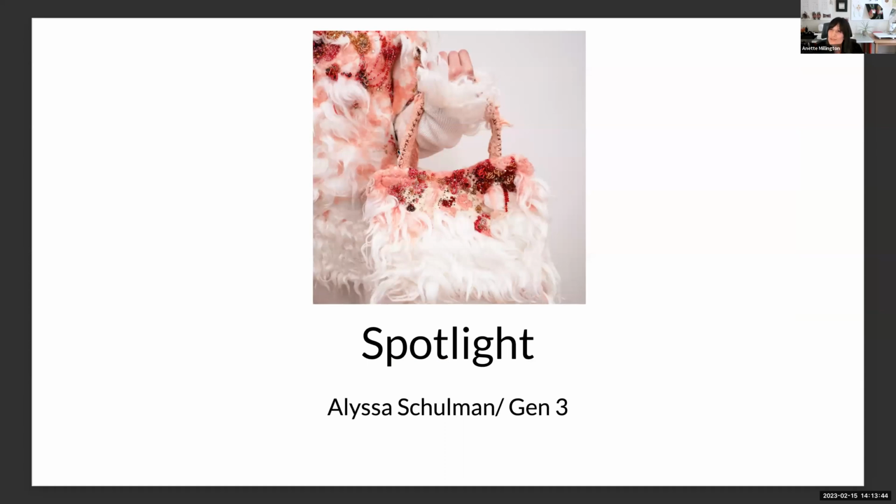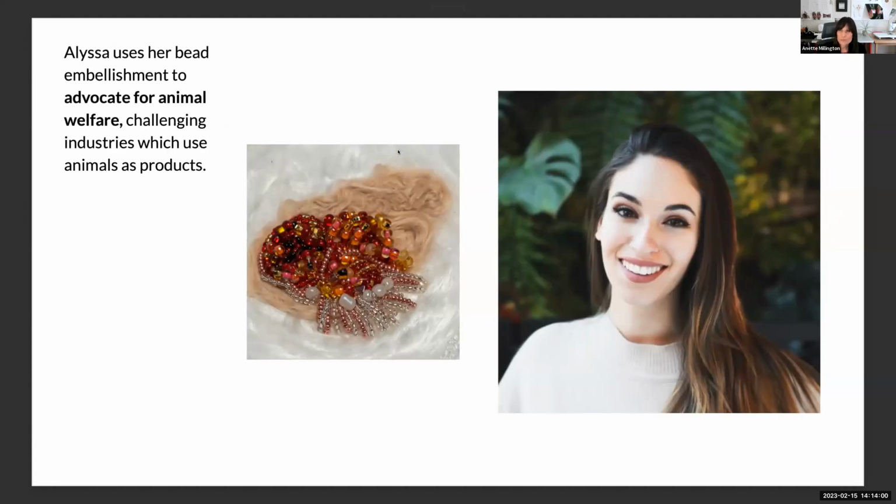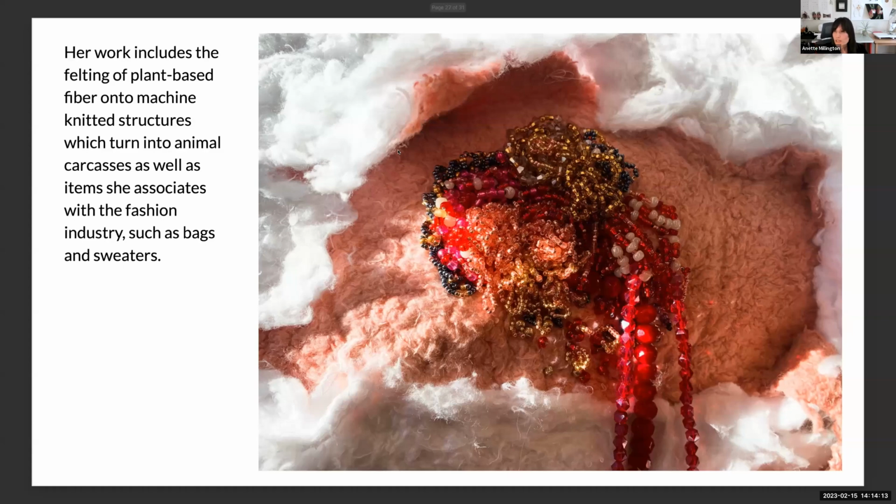We'll move now to Alyssa's work. Alyssa also is in our Generation 3 graduates. And we see in this work of Alyssa, this continued commitment to thinking about the potential of bead to speak socially and environmentally and personally. Alyssa is using her bead embellishment to advocate for animal welfare, and she's challenging industries which use animal products through her beading. Her work includes the felting of plant-based fiber.